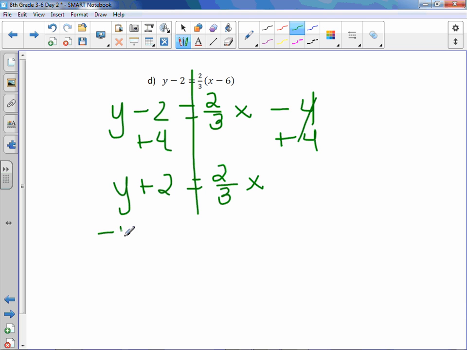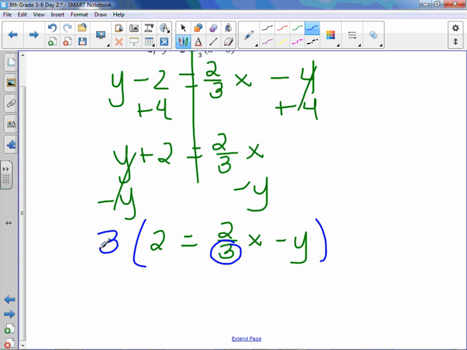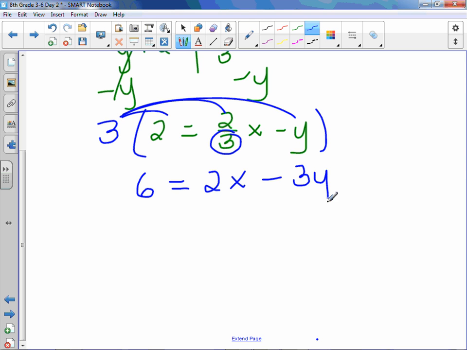I need to bring the y over and to get my number alone, so I will subtract it from both sides. And I get 2 equals 2/3 x minus y. Here again I have a fraction, so I need to get rid of the fraction by multiplying everything by 3. Distribute that 3 throughout the entire equation. 3 times 2 is 6 equals 3 times 2/3 x is 2x minus 3 times y is 3y. And this is your standard form.